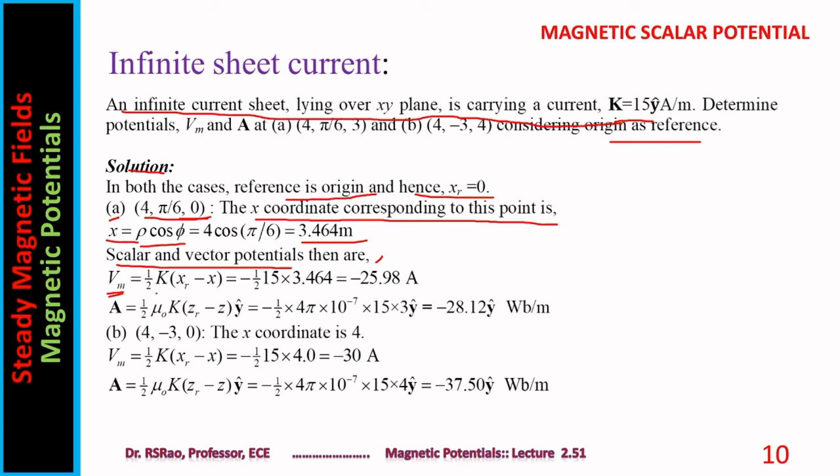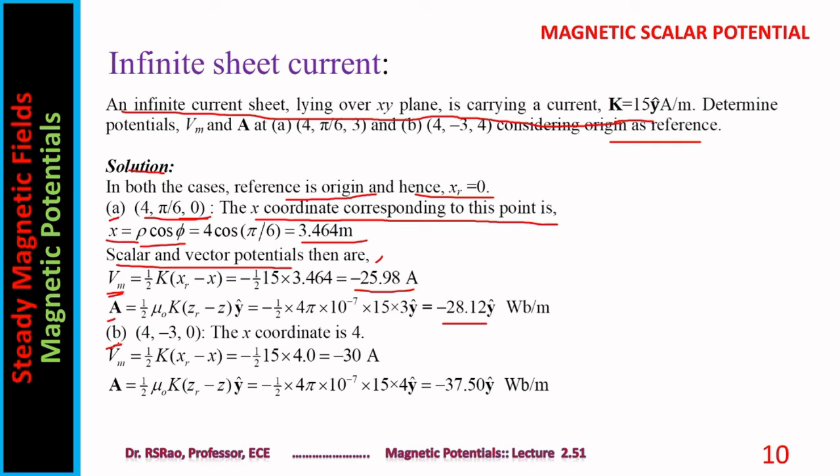Scalar potential is half K (xr minus x). K is 15, so it results in Vm equal to minus 25.98 amperes. A is half mu naught K (Zr minus Z) y cap. It comes out as minus 28.12 y cap.